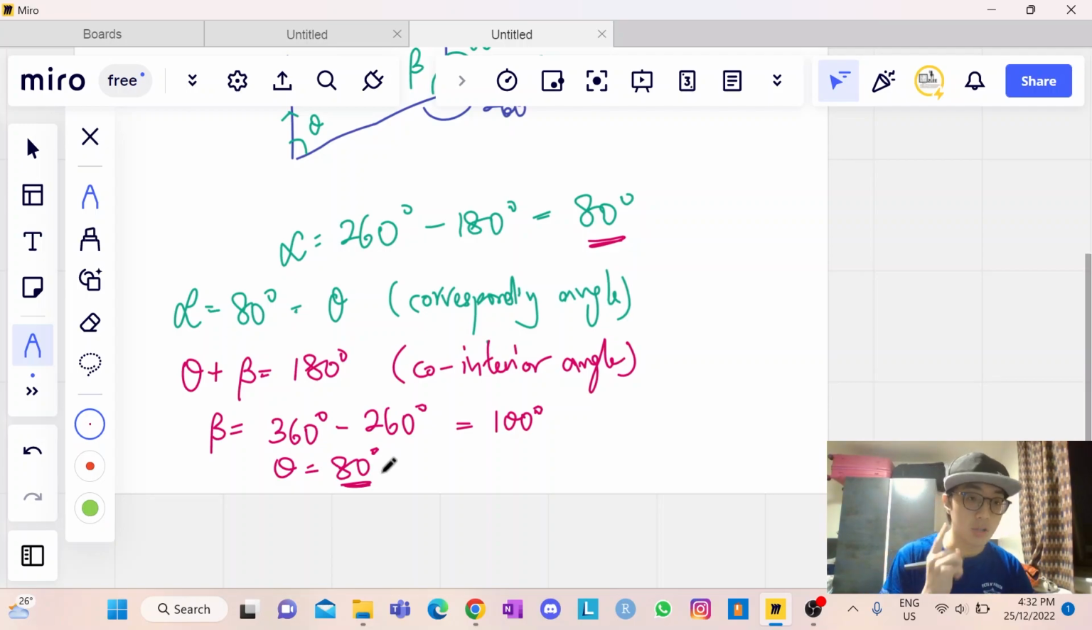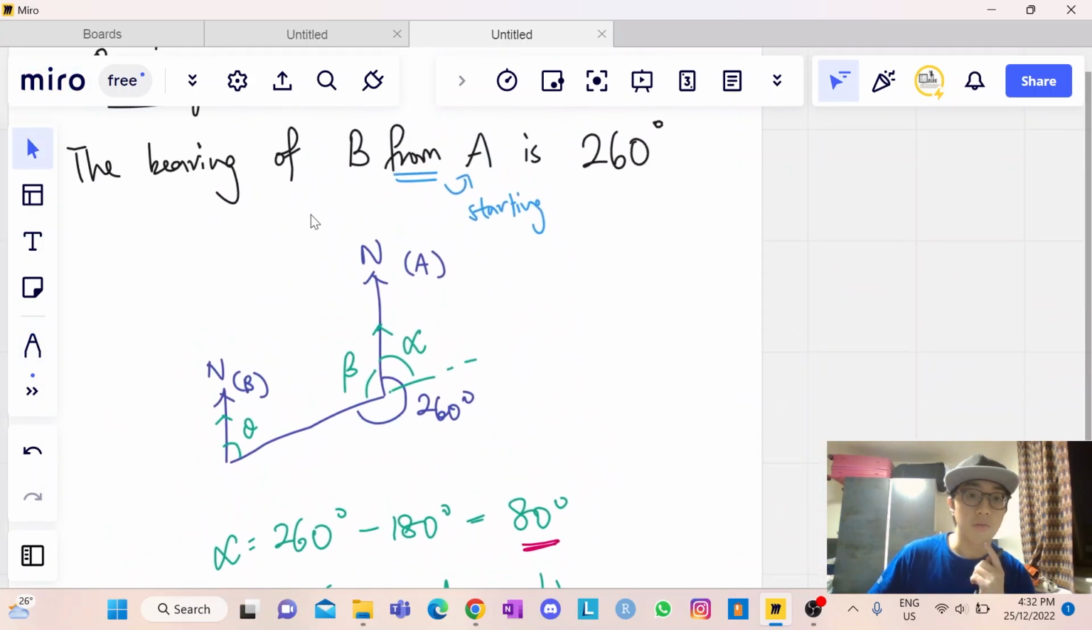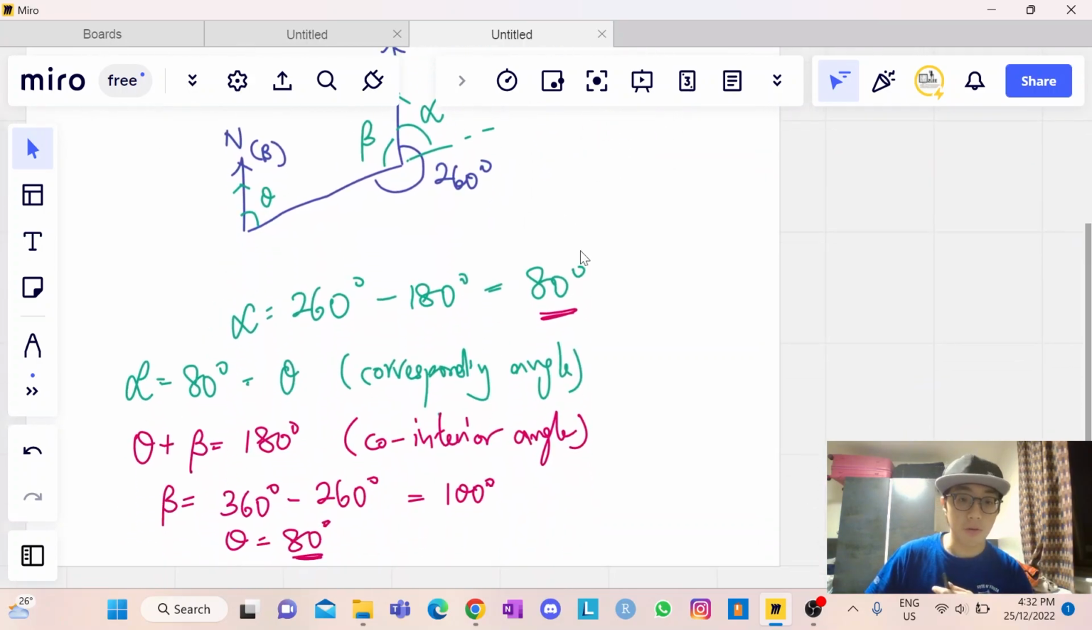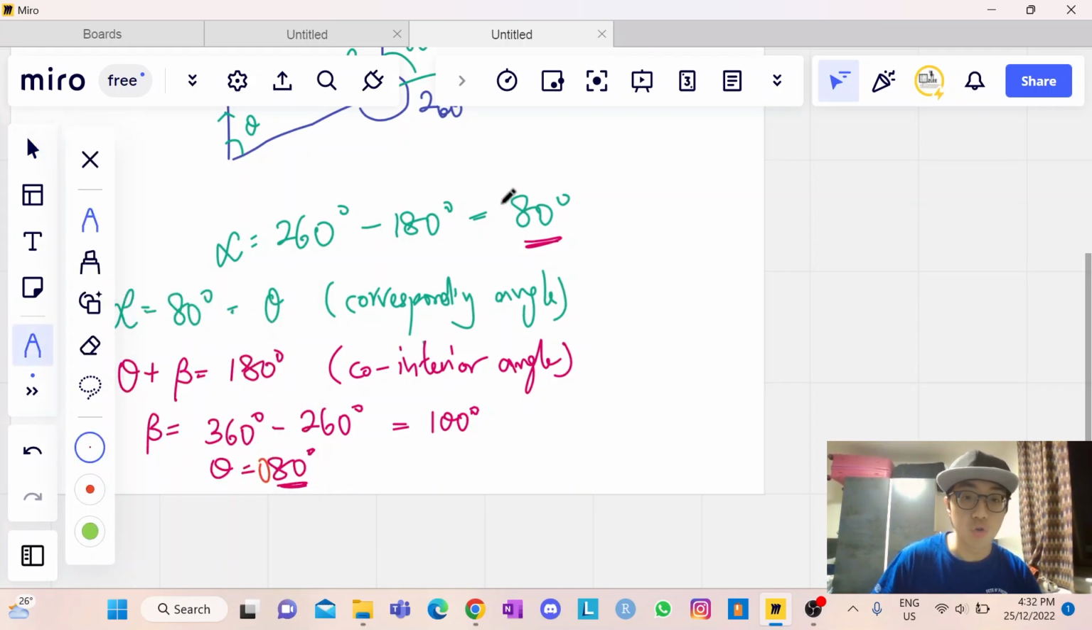However, this cannot be your final answer, because the question gives you the bearing of B from A as 260 degrees, so this is a bearing question. Therefore, you will need to add a 0 in front of any two-digit answers. So it must be 080 degrees.